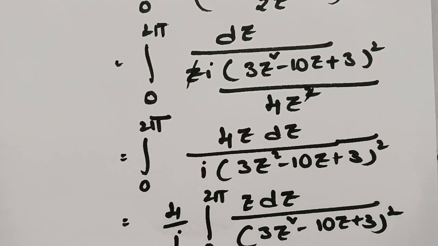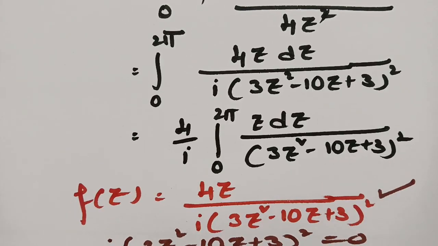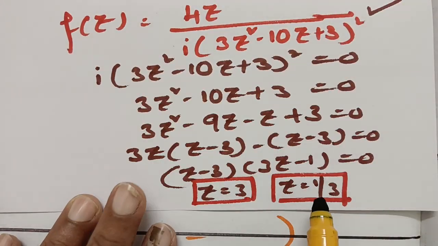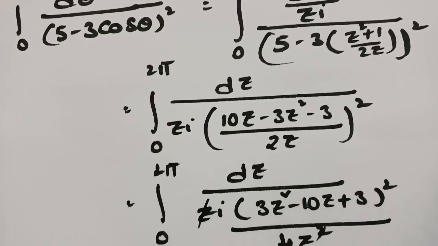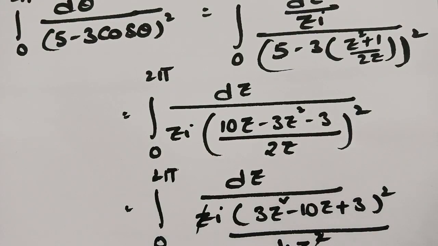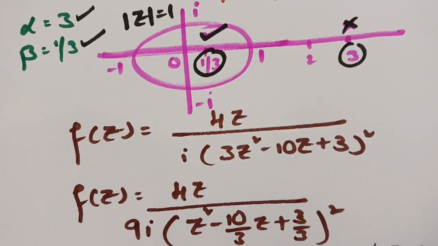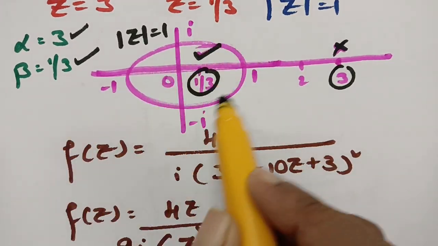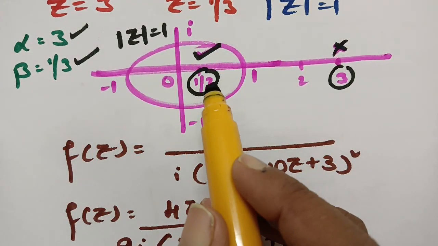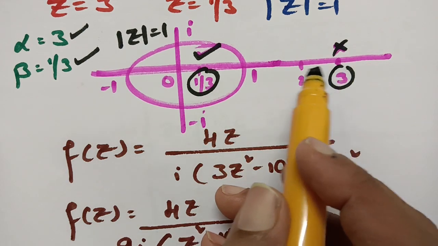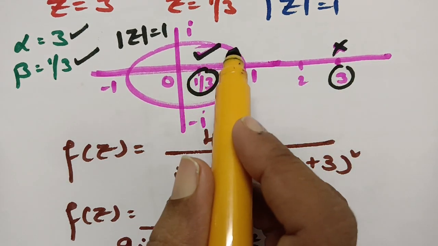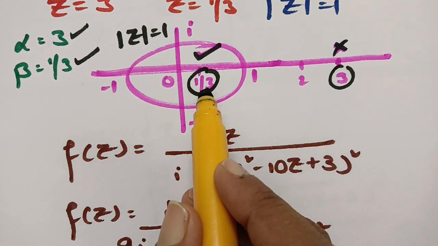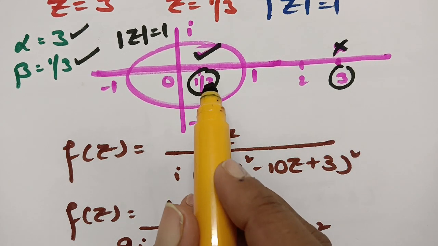After taking the LCM and sending it to the numerator, this is our f of z, and if I equate the denominator to 0, I got the two poles as z is equal to 3 and z is equal to 1 by 3. After getting the poles as alpha is equal to 3 and beta is equal to 1 by 3, we have to check which one is inside, on, or outside the region. So 1 by 3 is inside the given region and 3 is outside the region, so we have to calculate the residue value at the interior pole.